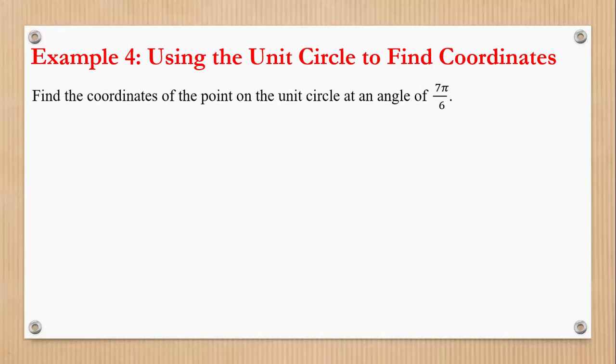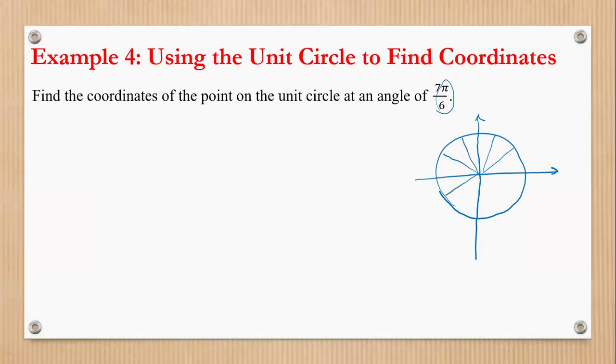Let's find 7 pi over 6 on the unit circle. Pi over 6 means 30 degrees, and each quarter can be divided to 3 30-degree angles. So we have 3 of them in each quarter. I need 7 of these 30 degrees. So 1, 2, 3, 4, 5, 6, 7. Okay, that's the 7 pi over 6.